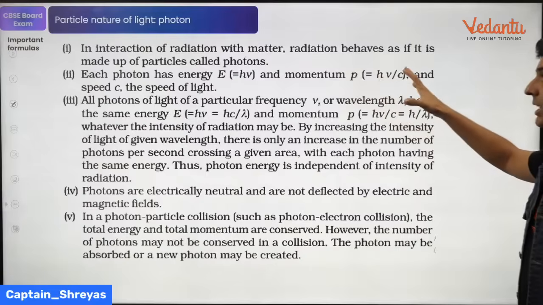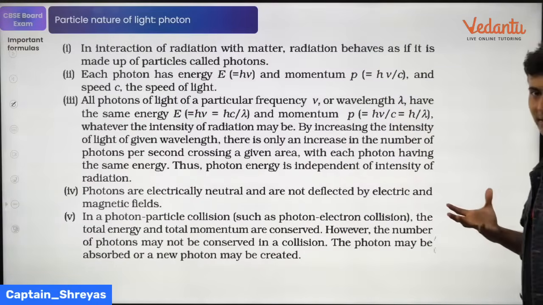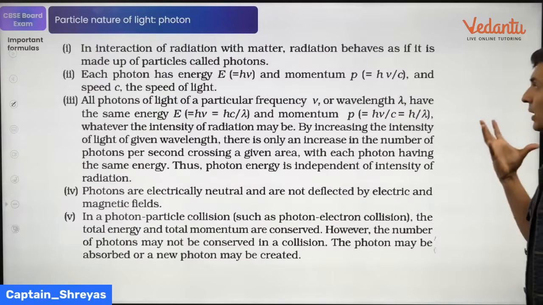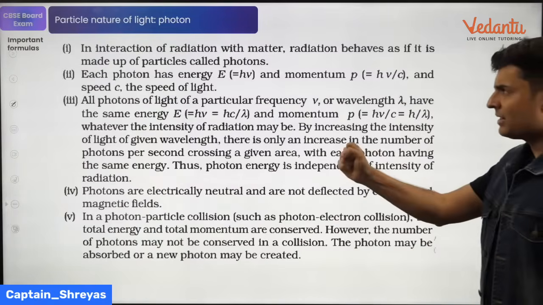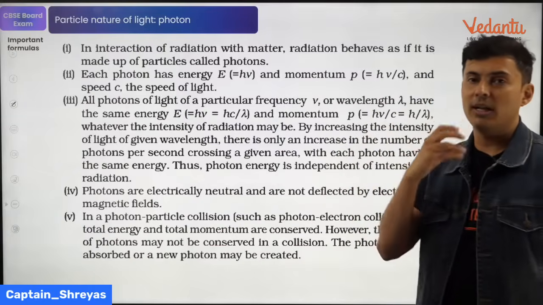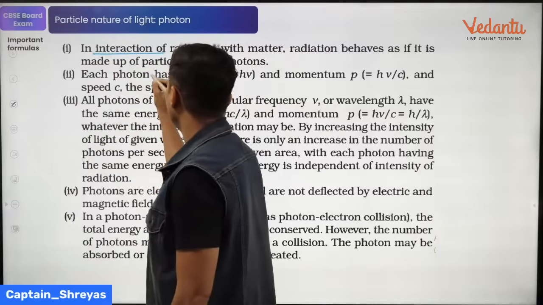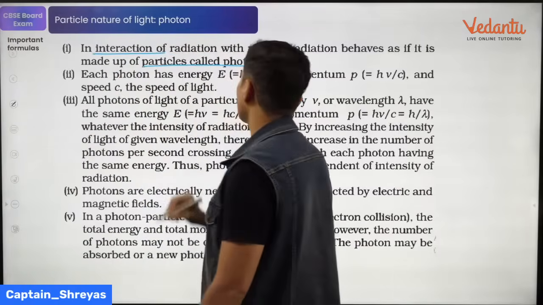So you have to mention that when light interacts with matter, then that light or that radiation behaves as if it is made of particles. Those particles of light are called photons. So the interaction is very important. The particles of light are called photons.